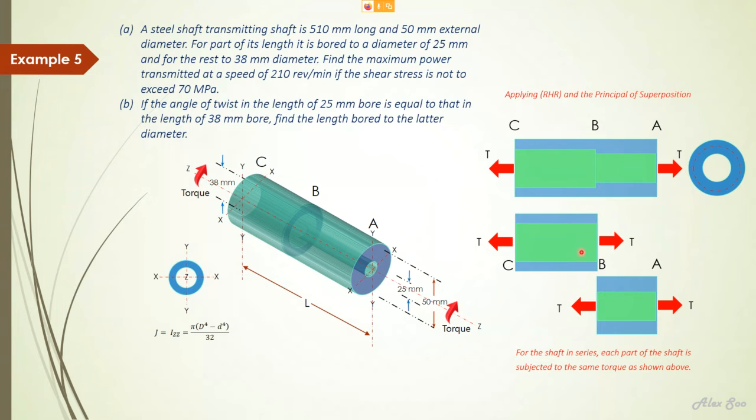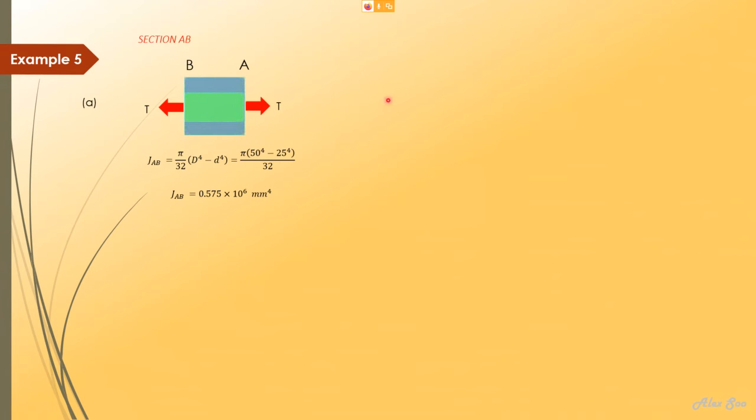Basically, when you refer to this, you got to know that the torque transmitted by section BC and the torque transmitted by section AB are the same. So based on section AB, this is the polar moment of inertia, 50 to the power 4 minus 25 to the power 4, because the internal diameter here is 25. But the external diameter for both sections is the same, that is 50 mm. So based on this, you can find the second moment of area, or the polar moment of inertia.